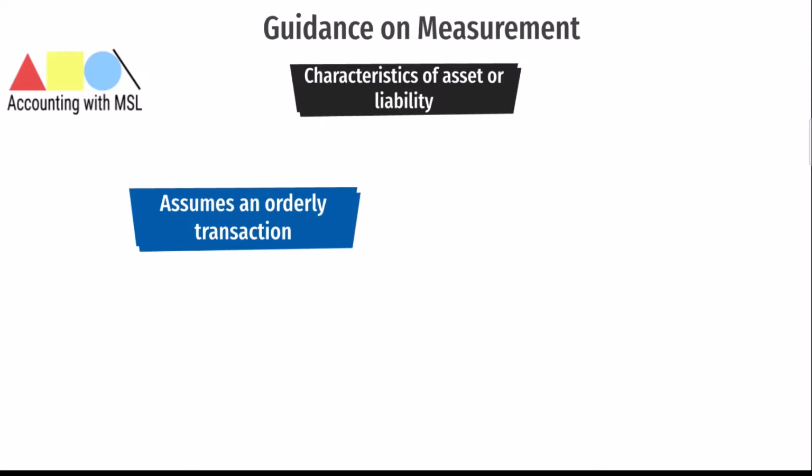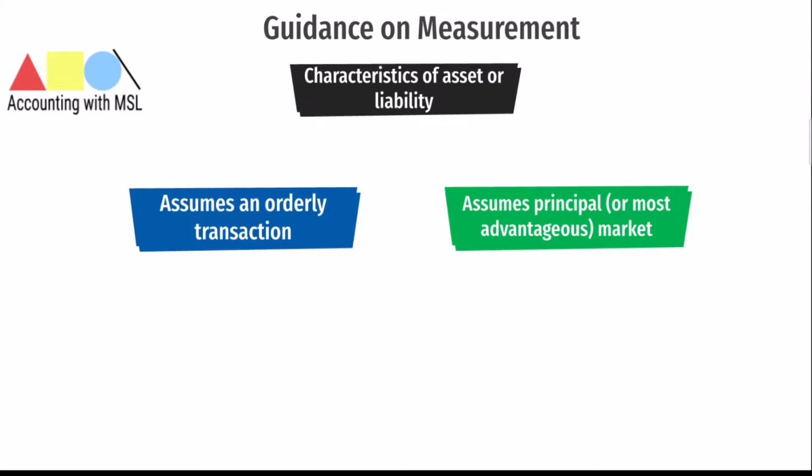The next that needs to be considered in the guidance is that fair value measurement assumes a transaction taking place in the principal market for the asset or liability which I just defined, or in the absence of a principal market, then you need to also consider the most advantageous market for the asset or liability. So clearly this measurement guidance is telling us that an entity will need to consider the principal market first.